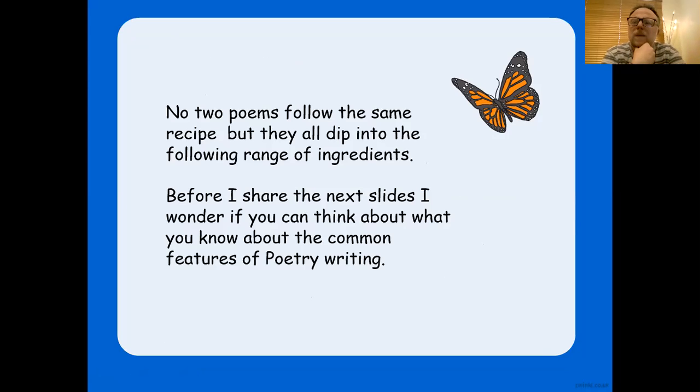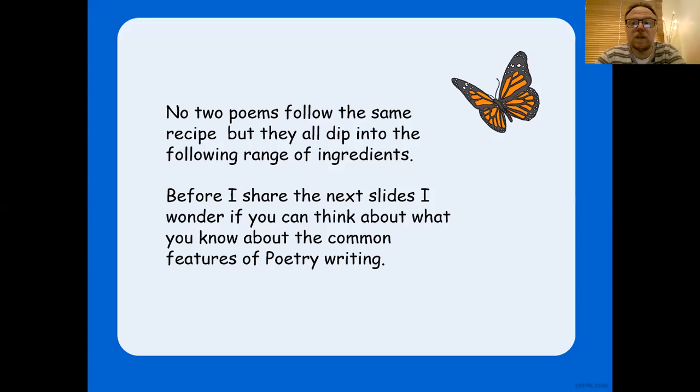So before I share the next slides, I wonder if we were in class and I said to you, well, what can you tell me about poems? What things would you expect to see in poems? I wonder what you can remember from the poetry work we've done in the past. So pause the video here before I start sharing all the ingredients and see how many you can remember. What things would you expect to see in a poem?